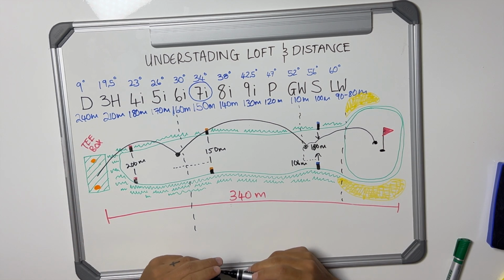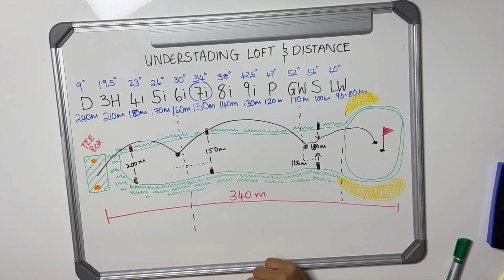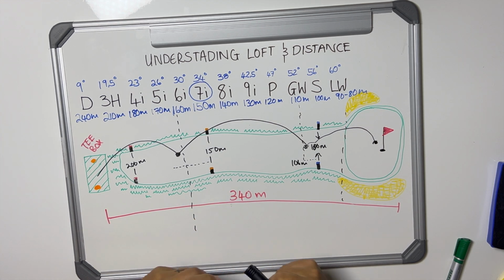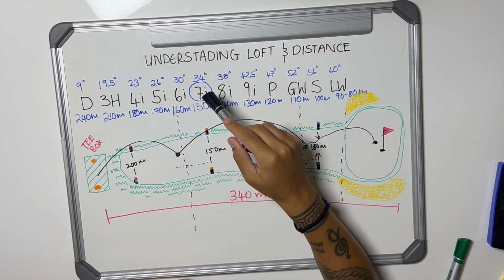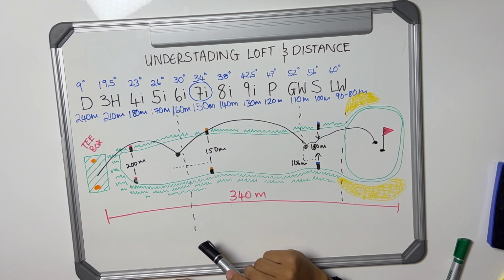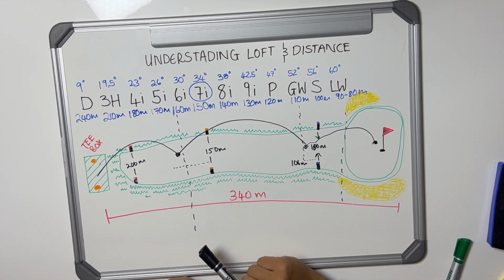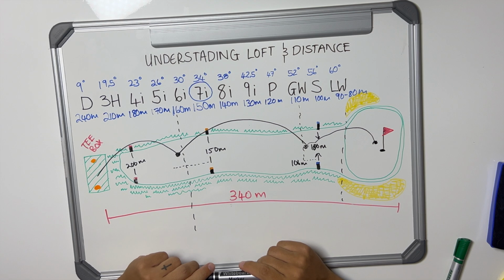So guys, I hope this isn't too much information for you. If you do have questions about this, please let me know. But this is basically just the basics of determining distances of your clubs, right? And how loft works with distance and the club head speed that we're hitting through the ball.